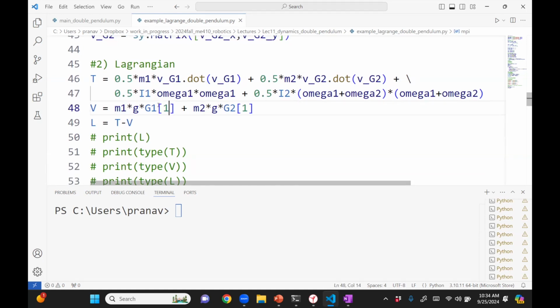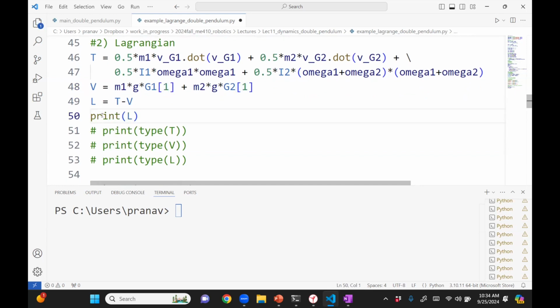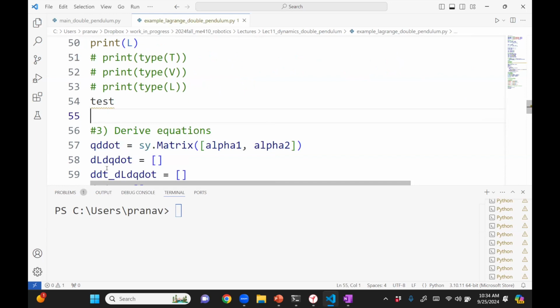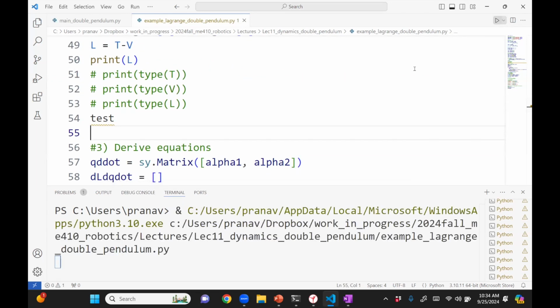So remember that indices in Python are 0 and 1. So 0th index is x, 1th index is y, and that's why I have g1 1, g2 1. L is T minus V. Okay, if you're curious, we can see what L looks like. We really never simplified for L, but this is what L will look like.